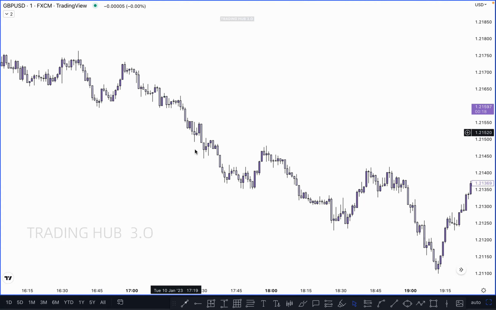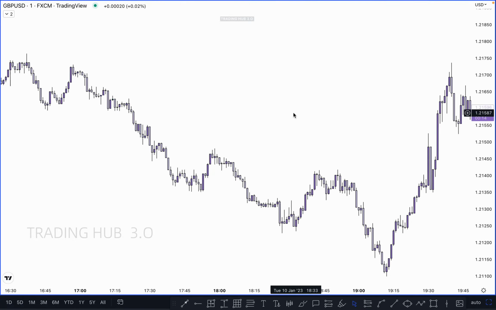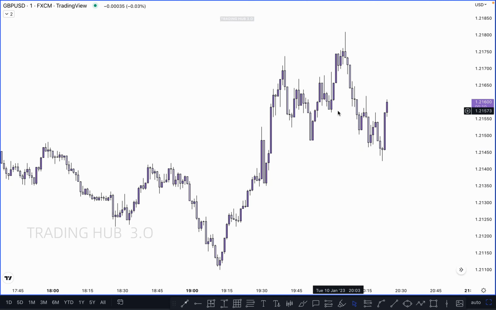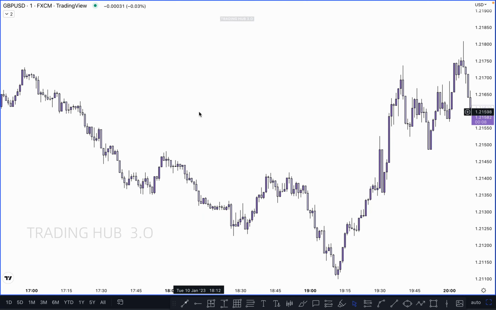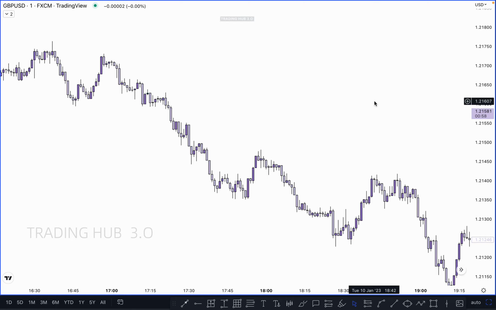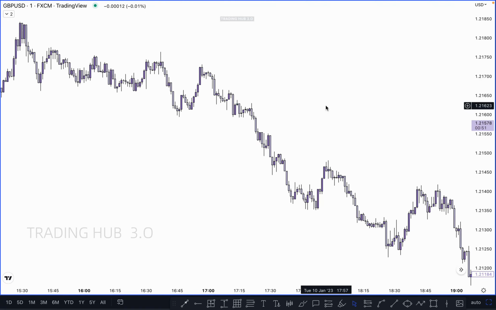So let's see, this is a live example in the live market of GBP USD. This is our bearish momentum and this becomes our bullish momentum. So how can we identify order flow? Order flow is very simple, clean and easy to understand. Let me show you exactly how you can mark it here.